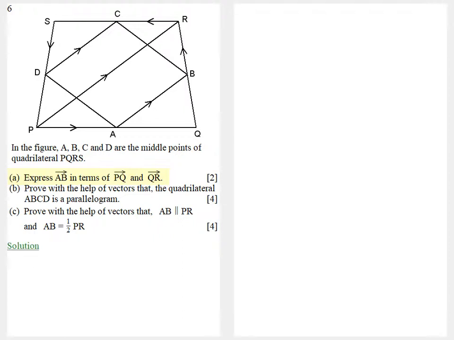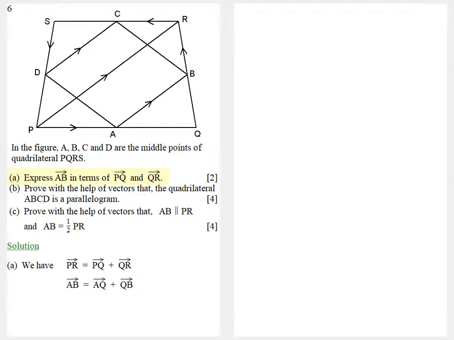Well, to do this, in part A we have going from P to R is the same as going from P to Q and then Q to R. So the vector PR is equal to the vector PQ plus the vector QR. Similarly, going from A to B is the same as going from A to Q and then Q to B. So the vector AB is equal to the vector AQ plus the vector QB.